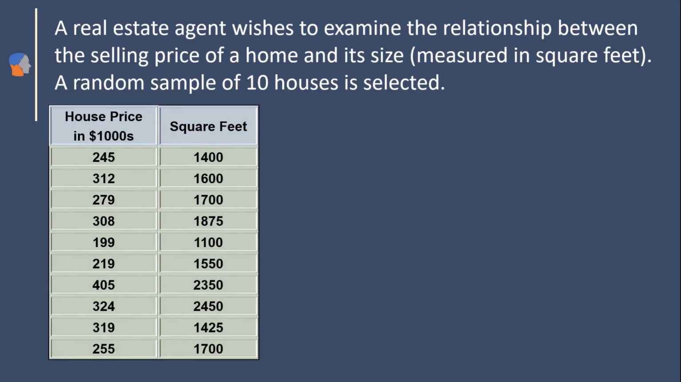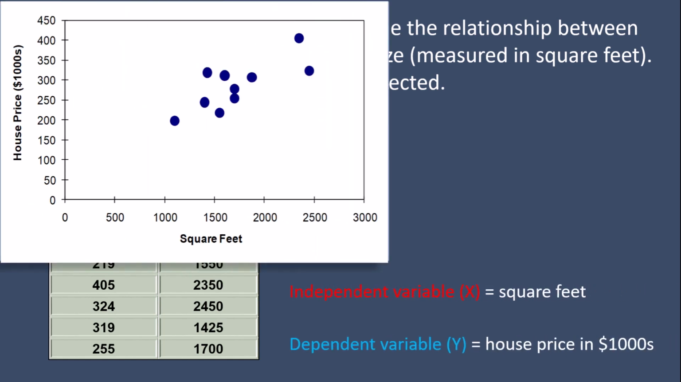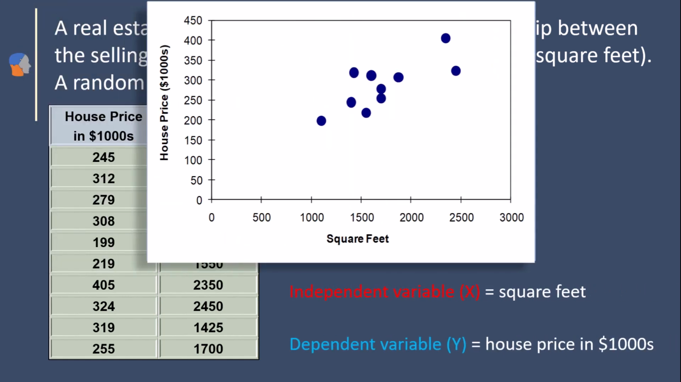Let me go to another example. This is also very similar to the previous one. There are two variables, house price and square feet. There are 10 observations here. So what is the independent variable? Square feet. Dependent variable, house price. So this is the scatter plot for this example.